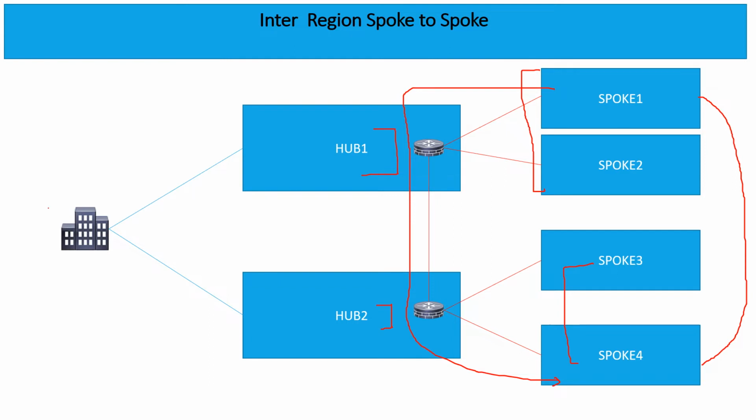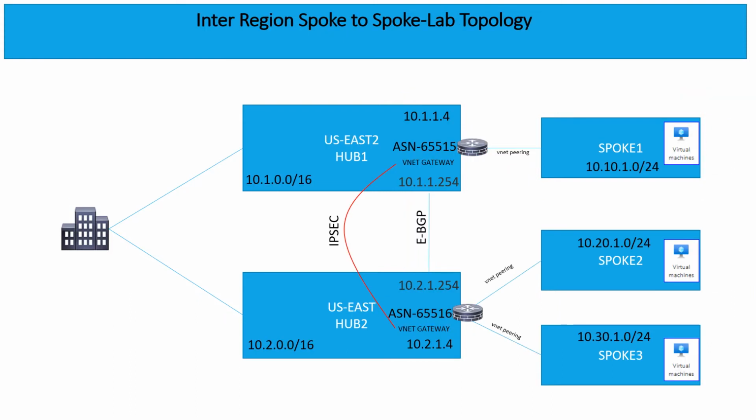And you will still have this kind of connectivity available where you have the corporate network or maybe a data center and you want to connect these two hubs. So we are going to discuss how we can form this connectivity from hub 1 to hub 2 and how these spokes can talk to each other. This is going to be the lab topology which I'm going to simulate.